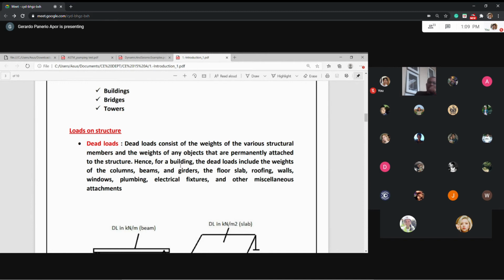Those electrical fixtures, the lights, the switches. Actually, they are light, but when they accumulate, they add up. The plumbing, the water closets, the lavatories, the tiles. The tiles are heavy. So, they are also considered dead load. You have to account for all of it. In the computer, it's very easy.